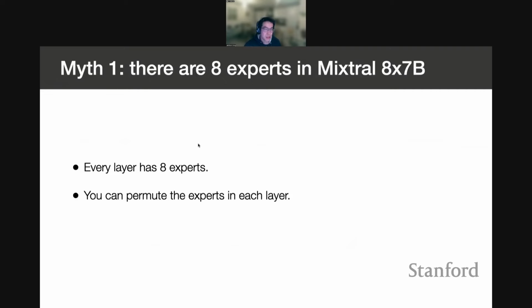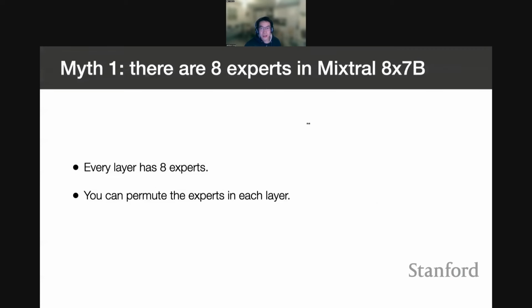After this, I want to talk about several myths that seem to be present around mixture of experts models. Myth one is that there are 8 experts in Mixtral 8x7B. This is partly our fault for naming our model Mixtral 8x7B. The truth is that every transformer layer has 8 experts, and these experts are permutation equivalent. The way it works is that the gating network decides how much weight to give to each of the experts, and only picks the top 2.